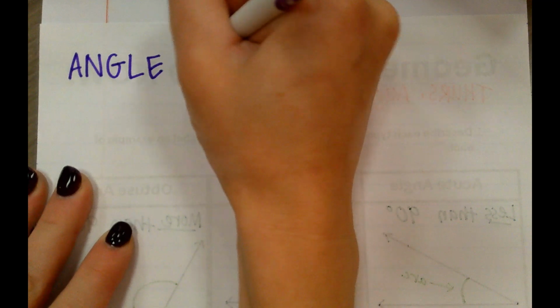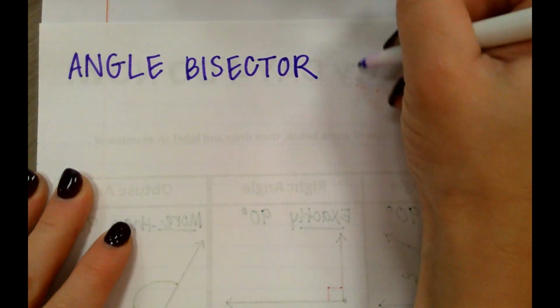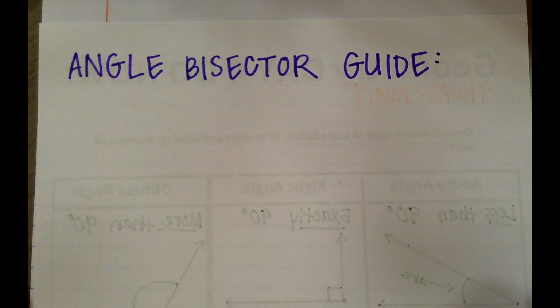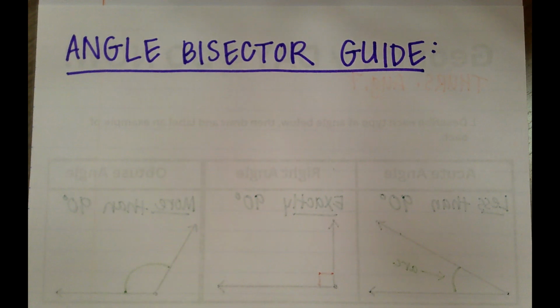Whatever I write, you write, and as we go, if we need to stop for just a moment, if I'm going a little too quick, tell me that. Just raise your hand, stop me, or shout out at me. All right, so we're going to write Angle Bisector Guide. Okay. And that way you can keep this paper in your notes. You can always go back to it.